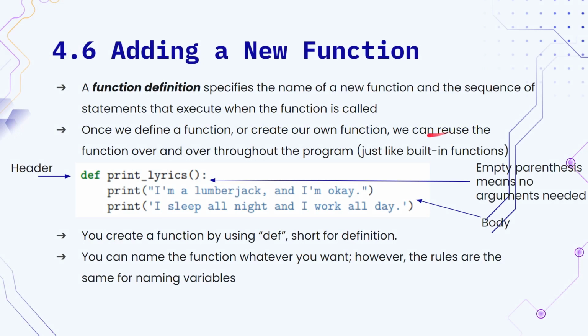So a function definition specifies the name of a new function and the sequence of statements to execute when the function is called. And once we define a function, we can reuse the function over and over again throughout the program. So here we can see an example of a function definition.